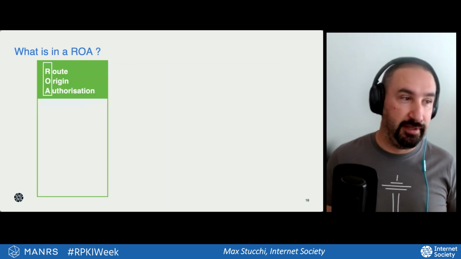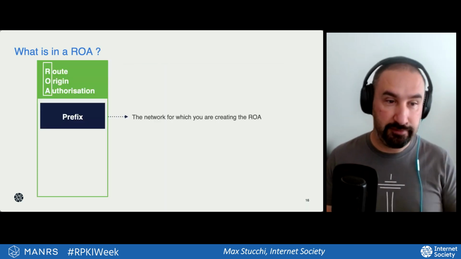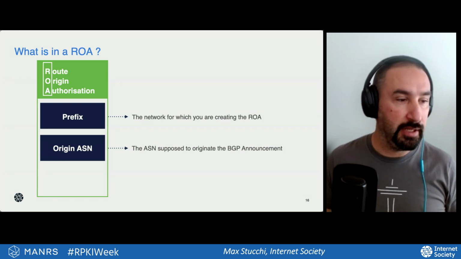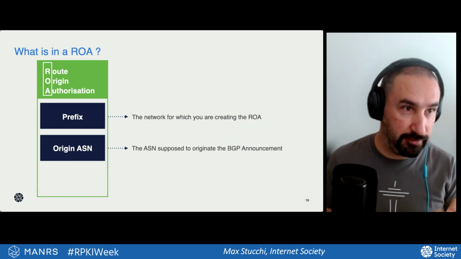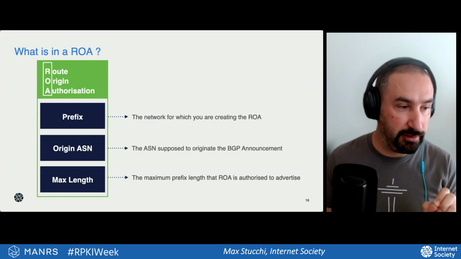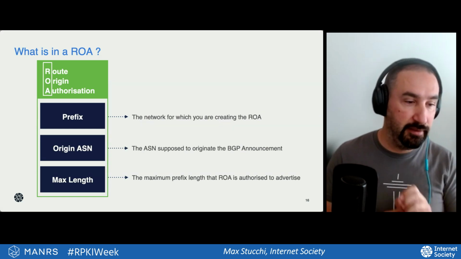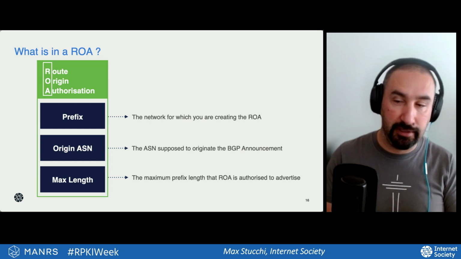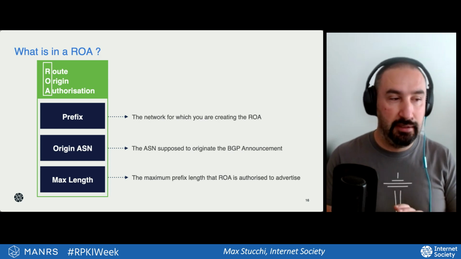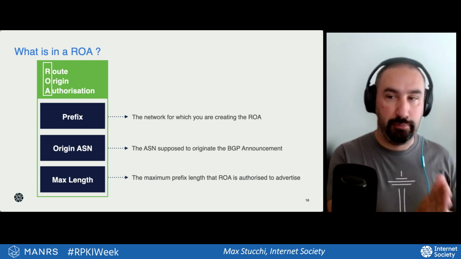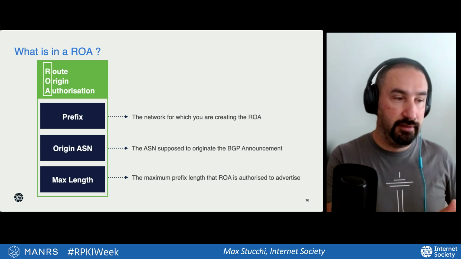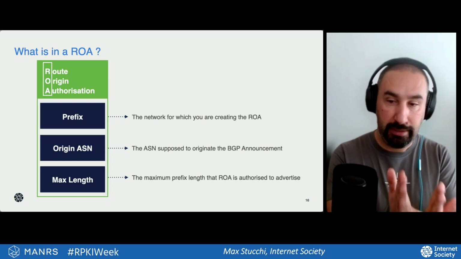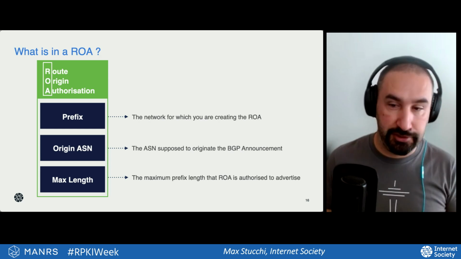But what is in a ROA? We've said there's a prefix, the network, there's an origin ASN, but getting into more details, we have an additional point. There's the max length, the maximum prefix length that the ROA is authorized to advertise. So the prefix has a prefix length, and then you have another additional parameter that is the max length. And there's the origin ASN.